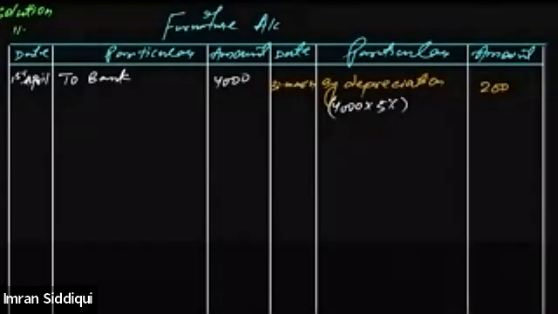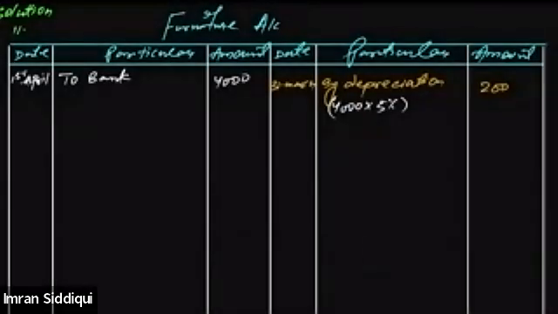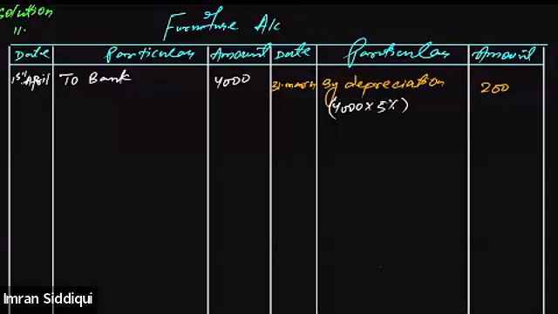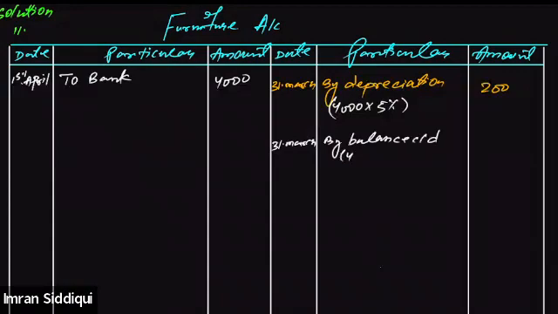And after charging depreciation, we will calculate the closing balance of the first year. As on 31st of March, the closing balance, that is by balance c/d, will be 4,000 minus the amount of depreciation, which was 200. So that is 3,800. This is the account for the first year: 4,000 and 4,000 on the other side.